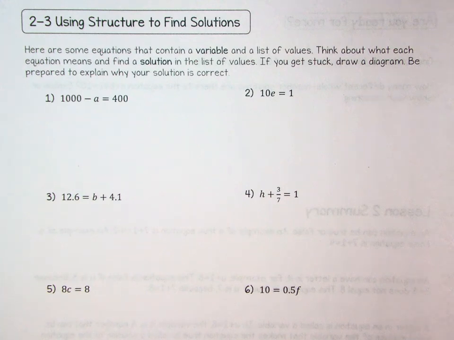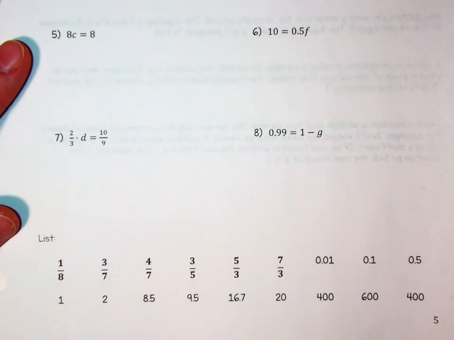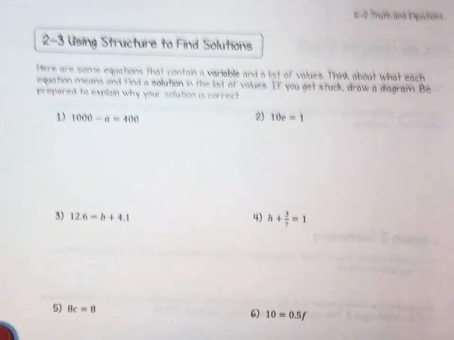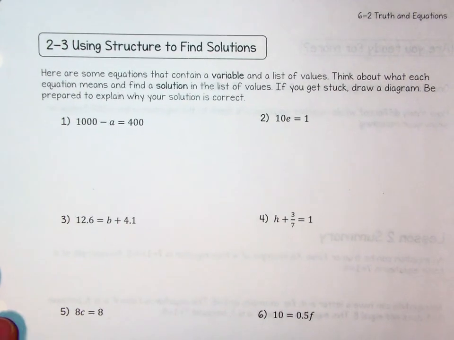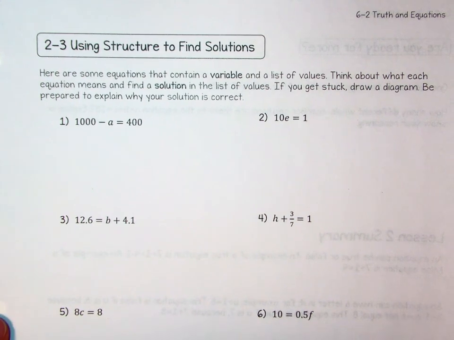Right, we're moving on to activity 2-3, using structure to find solutions. So the directions say, here are some equations, we've got 8 of them, that contain a variable and a list of values. That's down here at the bottom. I've got a big string of them, kind of like a word bank, but with numbers. It says, think about what each equation means and find a solution in the list of values. If you get stuck, draw a diagram. Be prepared to explain why your solution is correct.